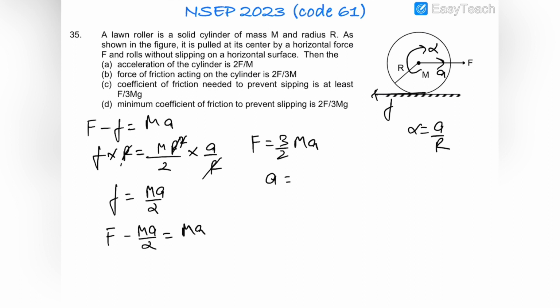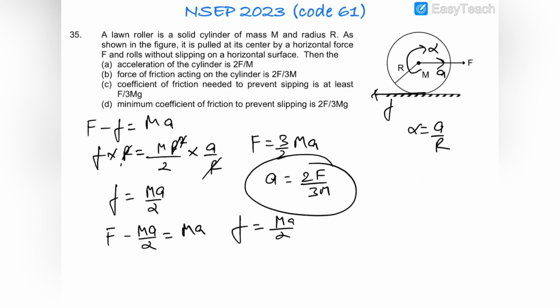So A will be equal to 2F by 3m. Okay, this is A, and the friction will be equal to ma by 2. So friction will be equal to F by 3. Now the coefficient of friction required is mu mg, and therefore mu is equal to F by 3 mg. So the correct option is C. Now we move on to the next question.